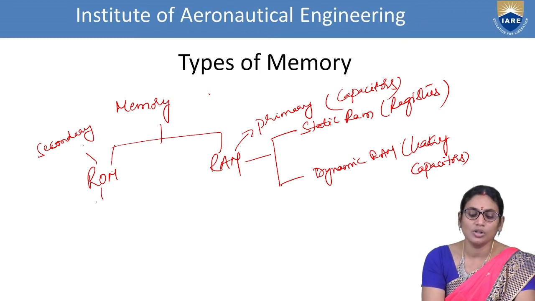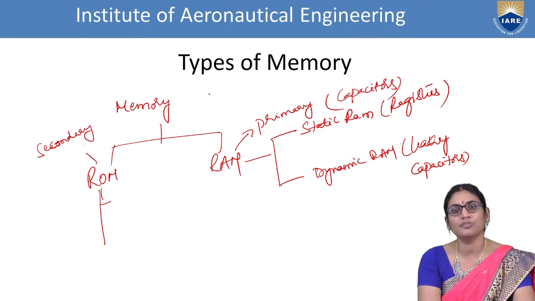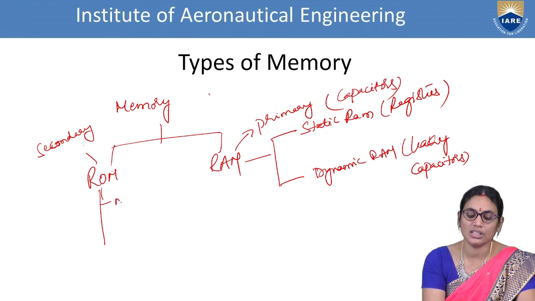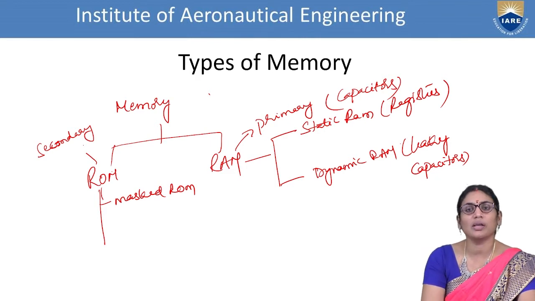Now, when it comes to ROM, the basic operation of ROM is that it can write the data. Once you write the data, it will be stable, so you cannot change it. This is the basic idea of ROM. Now, we'll see the classification of ROM, starting with the first case, that is masked ROM. What do you mean by a masked ROM?